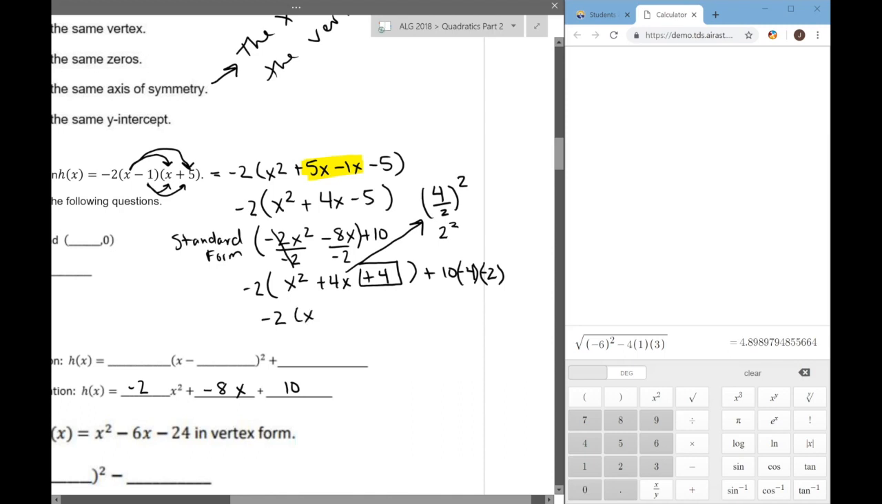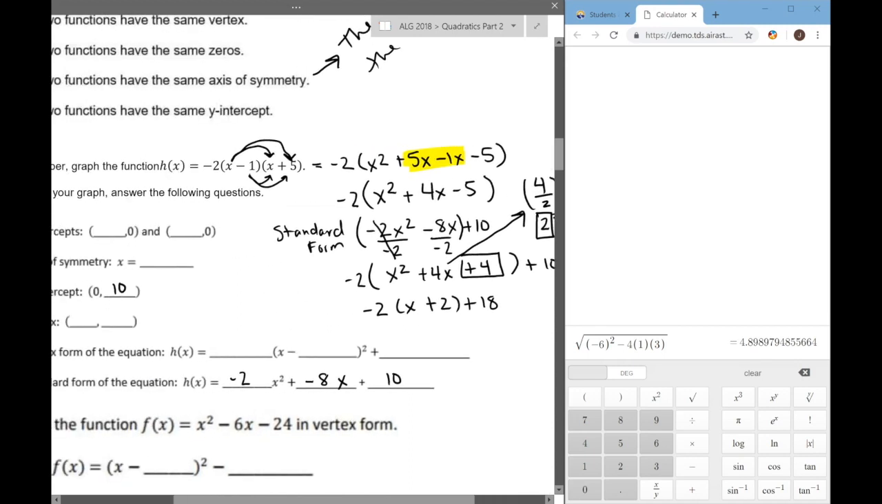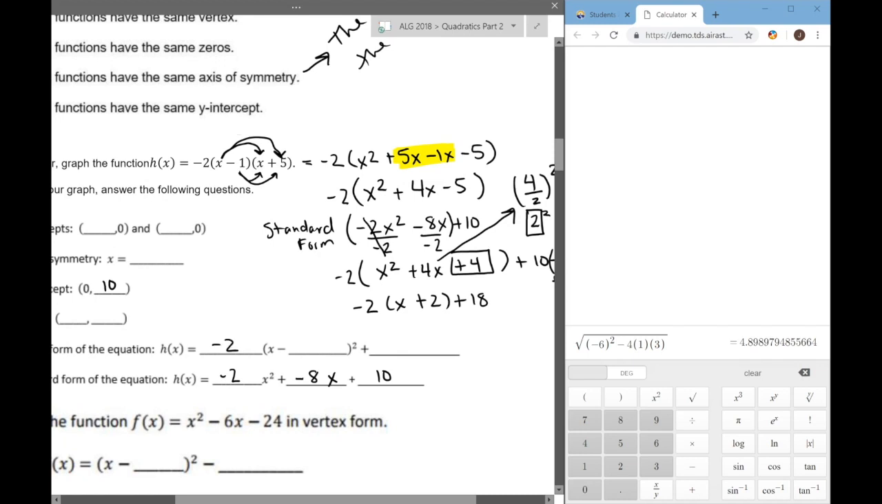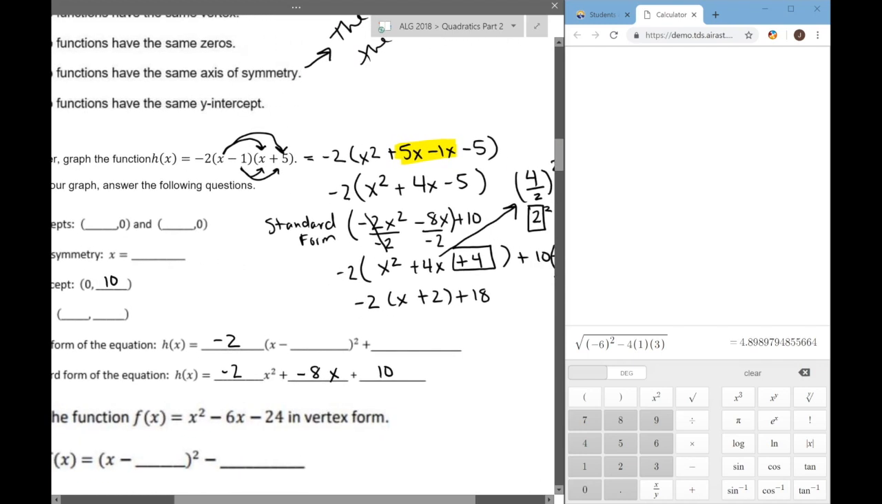Okay. So this becomes negative 2. Then I take my x and I just write the x first. I take whatever number I squared, and it's going to be x plus 2. And then negative 4 times negative 2 is actually positive 8. So this is going to be 10 plus 8. 10 plus 8 is plus 18. Okay, now that is vertex form. So you have negative 2 here. That is question E. Question E is negative 2 there. Then you have your x minus, it's actually going to be a plus. So x plus 2 plus 18.